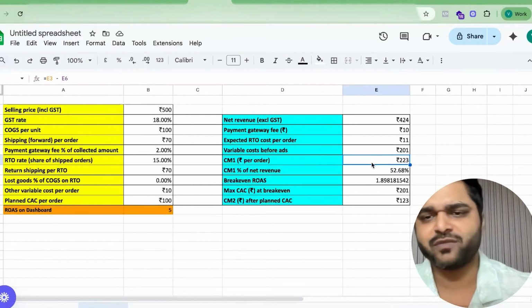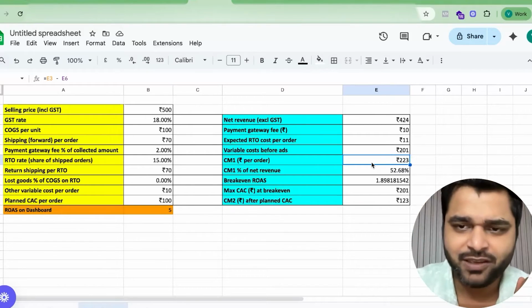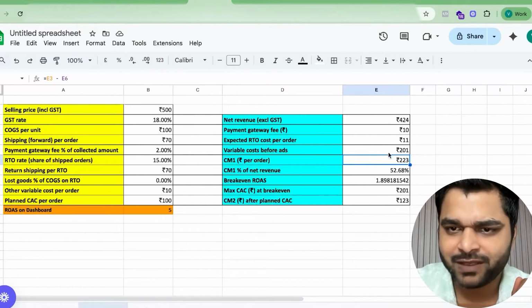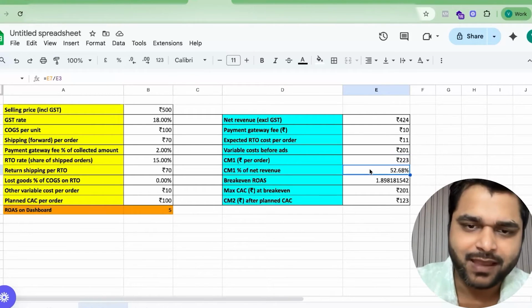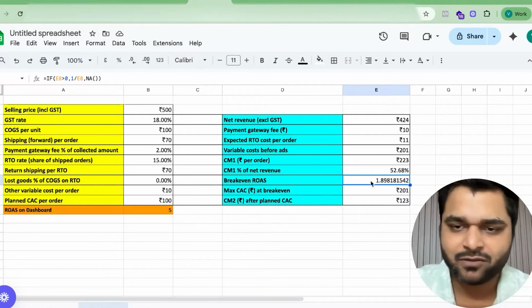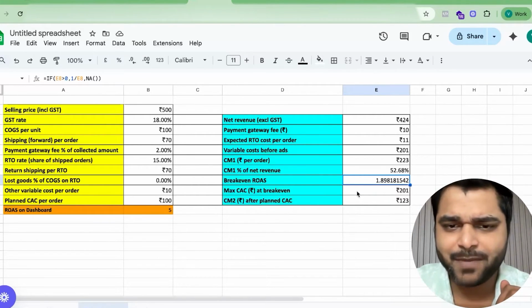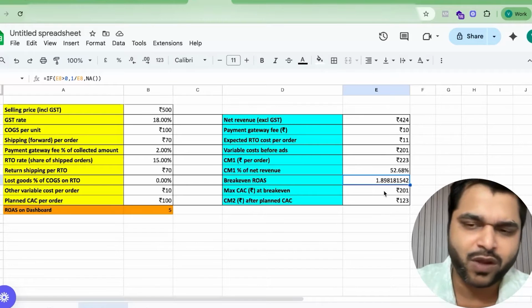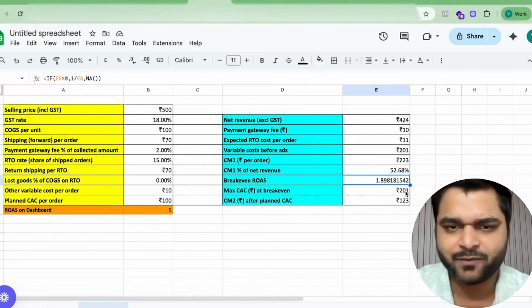Then your contribution margin 1. Contribution margin 1 is your net revenue minus the variable cost. We'll get this contribution margin 1 and the break even ROAS. So at what ROAS will we break even? That is 1.9, and the maximum CAC that we can spend on acquiring one customer is 201 rupees. That is basically your variable cost before ads.